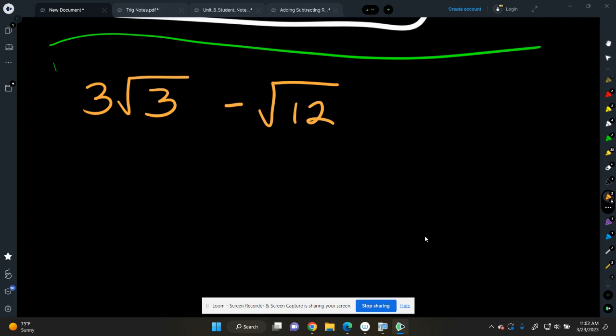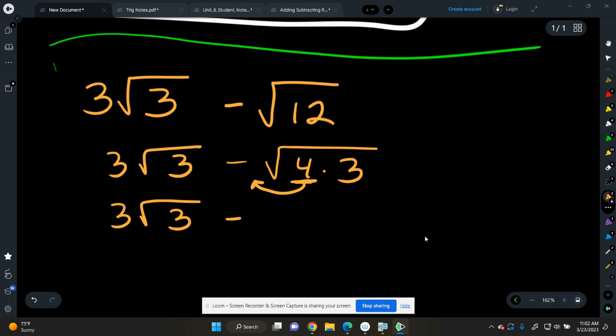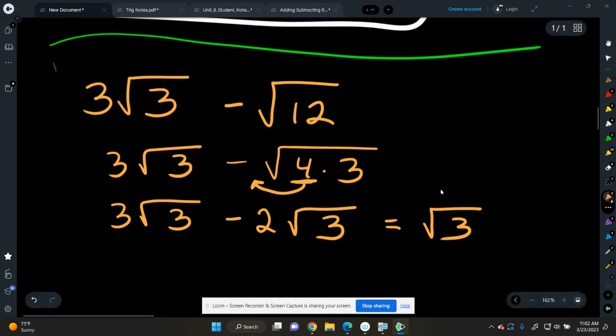So we're going to simplify this radical 12 and make it 4 times 3. So we've got 3 root 3 minus radical 4 root 3. We can take the square root of 4 out. And what does that become? 2. Now we see they are actually like terms. What does that equal? 1 root 3, or just root 3. So we always want to simplify before we start trying to add or subtract them.